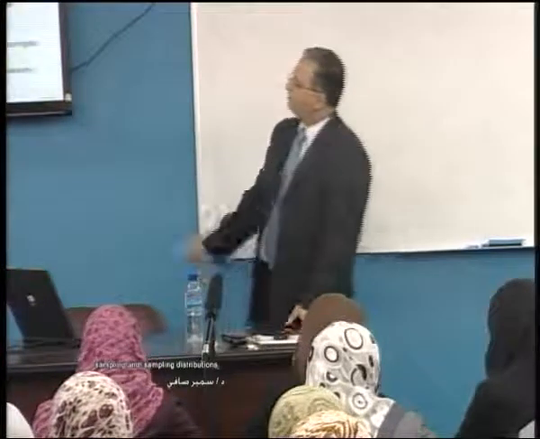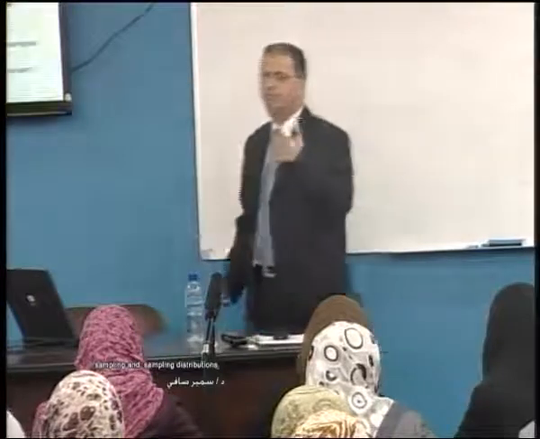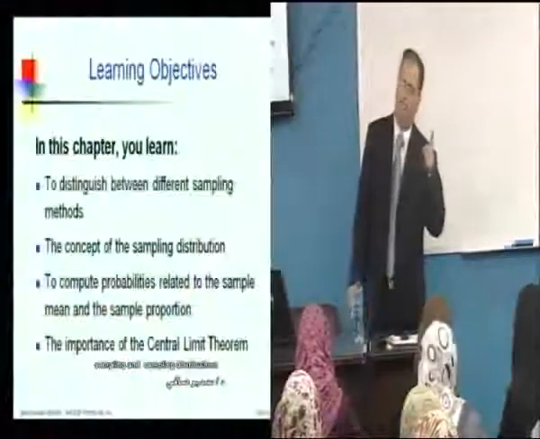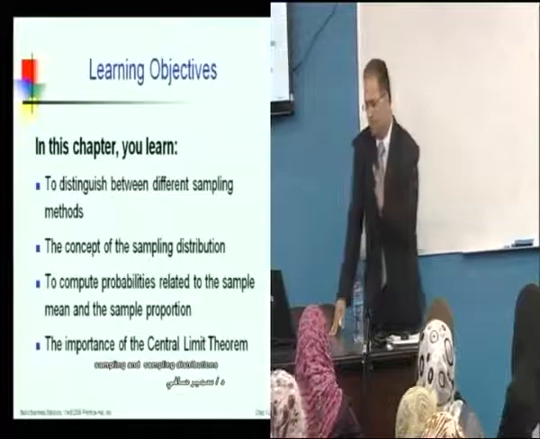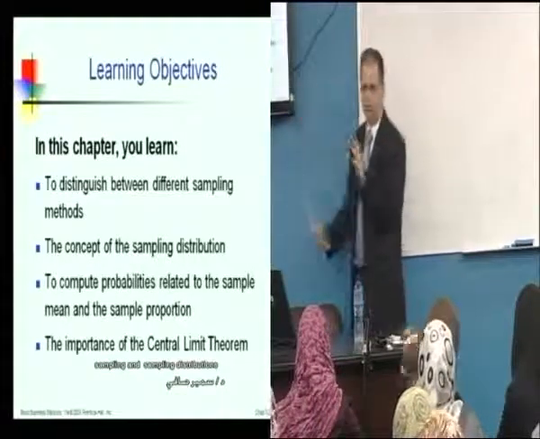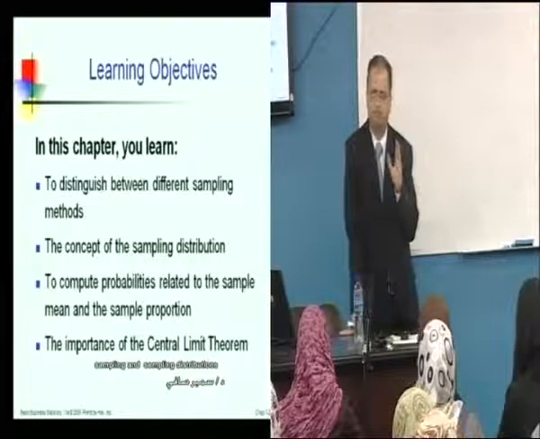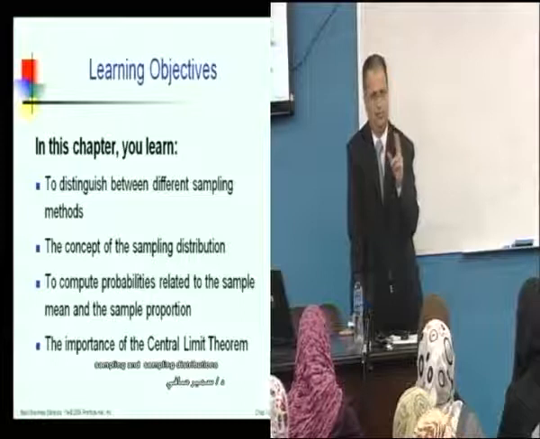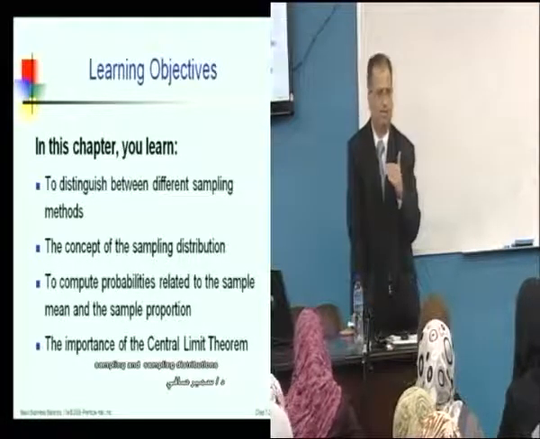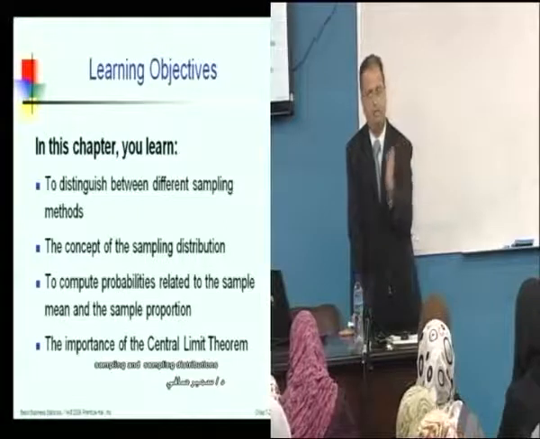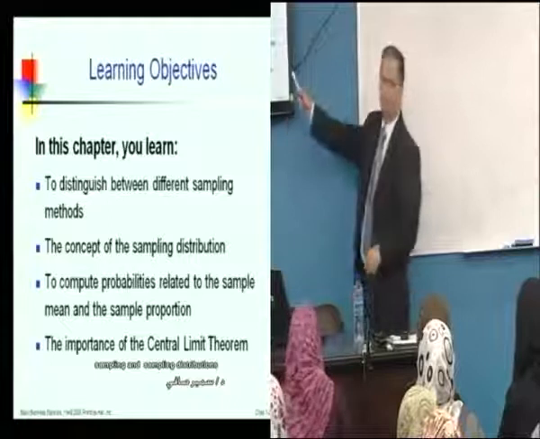The third objective is to compute probabilities related to sample mean. In addition to that, we'll talk about how can we compute probabilities regarding the sample proportion. And as I mentioned last time, there are two types of data. One is called the numerical data. In this case, we can use the sample mean. The other type is called qualitative data, and in this case we have to use the sample proportion.